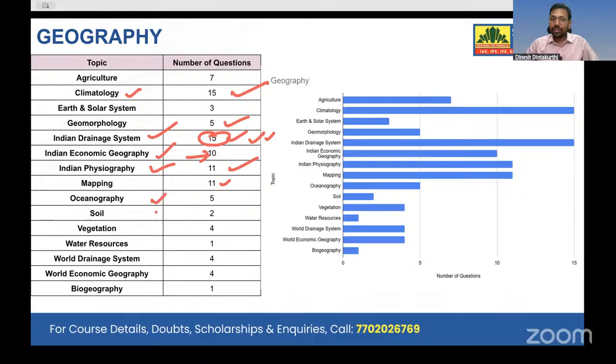And oceanography, soil and vegetation generally have less weightage because they are covered more in environment. Water resources is also quite less. World drainage system: if we have current affairs news regarding world drainage or any of the rivers, then we get it. And world economic geography is also quite less, but you should not neglect it. Again, these two topics depend on international relations and current affairs. If there are any rivers or treaties that we made, those particular rivers might be asked here.